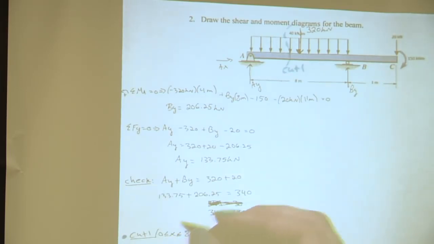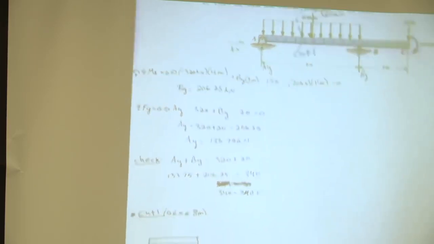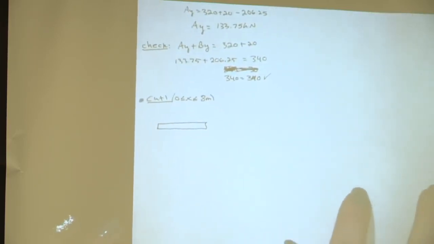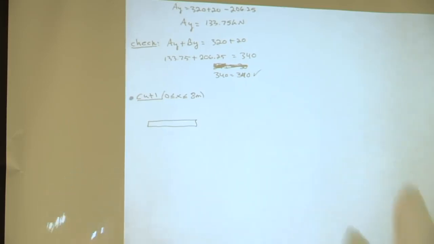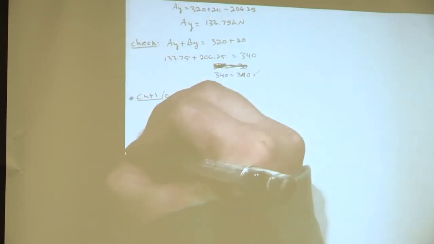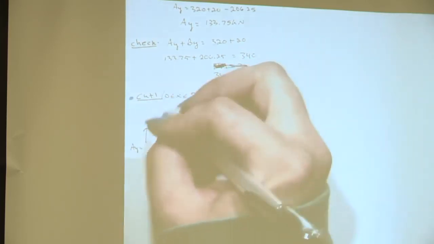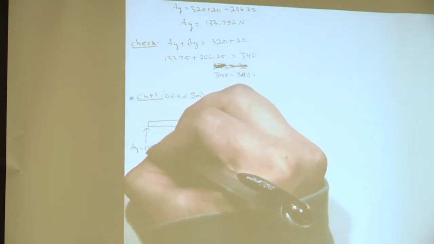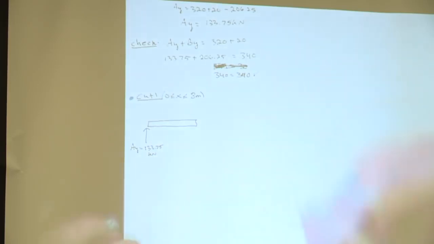Okay, so let's draw a free body diagram and put a little cut right there. Okay, so what do we need to have on our free body diagram? Awesome. So AY. And AY was equal to 133 kilonewtons. Okay, what else?